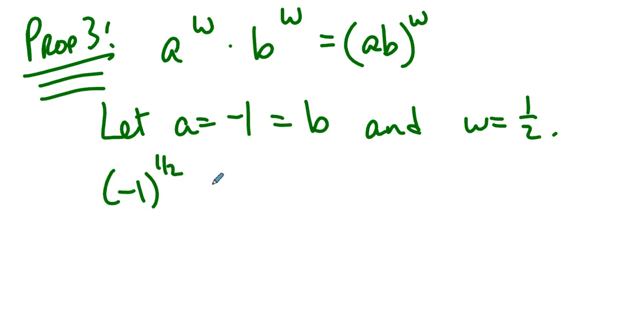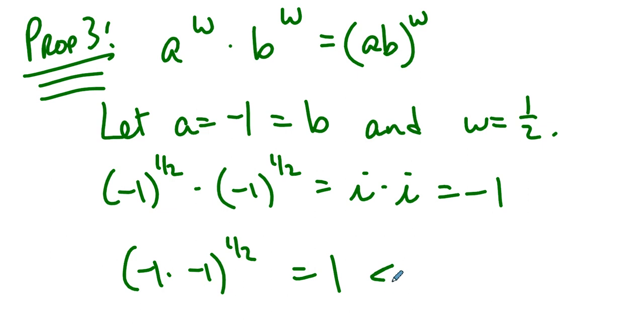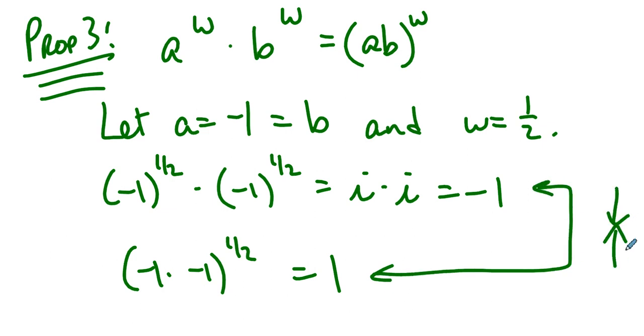a to the 1/2 times b to the 1/2, but that's not going to work. That's a contradiction. They don't match. And if they don't match, the property does not hold. So the laws of exponents get weird when complex numbers are involved.